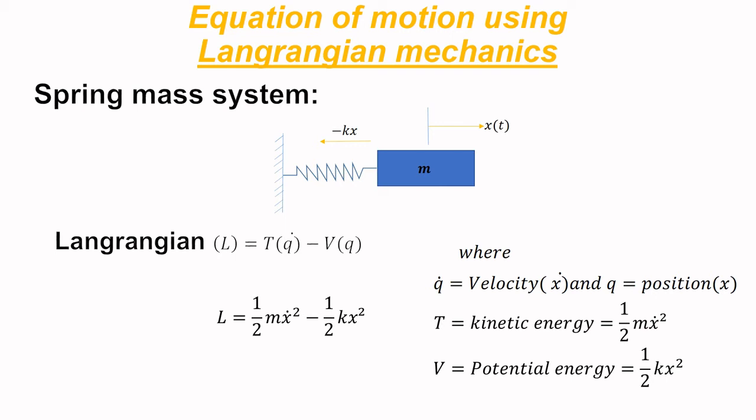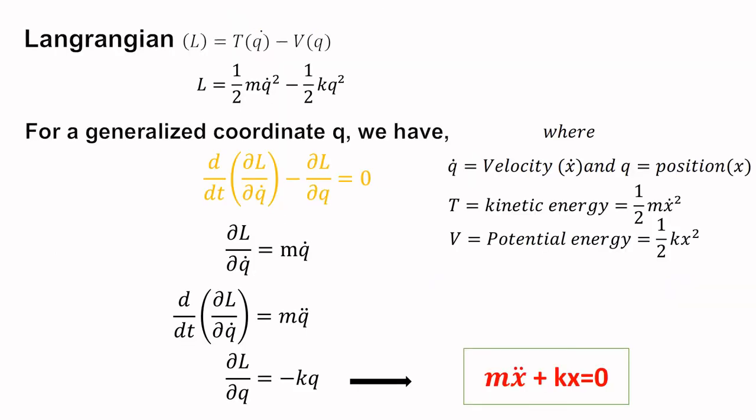So what is L? L will be equal to the difference of kinetic energy and potential energy. So the Lagrangian is nothing but the difference of kinetic and potential energy. Here I have written q dot, and here I have written q. So q dot is here x dot and q is here x. So for a generalized coordinate q, if I want to write the equation of motion, we will write it like this: d/dt of ∂L/∂q dot minus ∂L/∂q equal to 0.